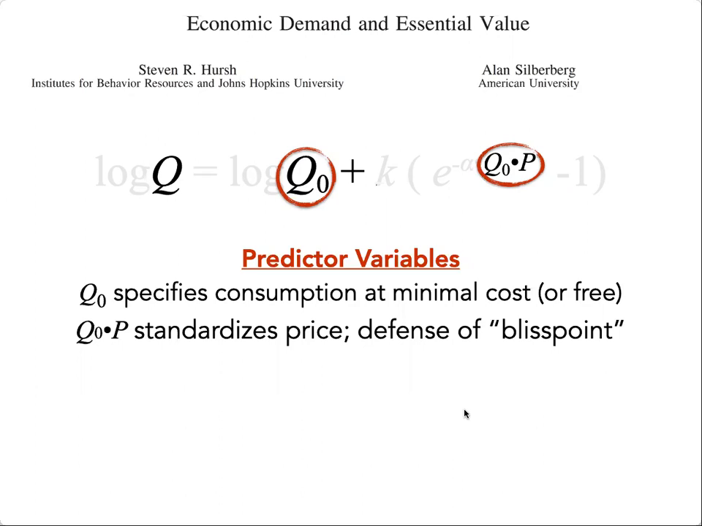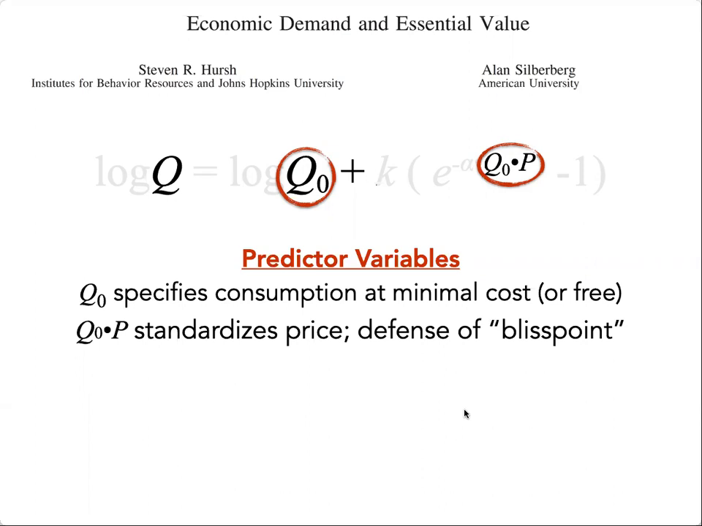So that Q naught, Q sub 0, Q0, however you want to define it, that is consumption at minimal cost or free. I mentioned before, you can leave this as a fitted parameter, or if you're actually asking participants to textually or verbally state how much they would consume if something was free, you can actually use their actual self-report value here. So this sets the origin of the demand curve, your y-intercept.